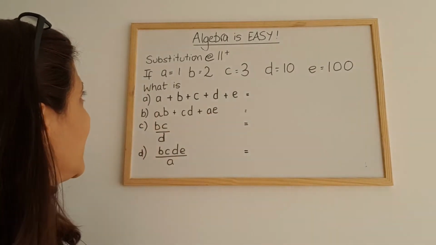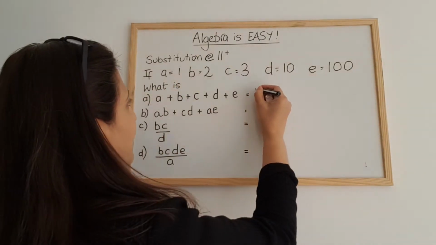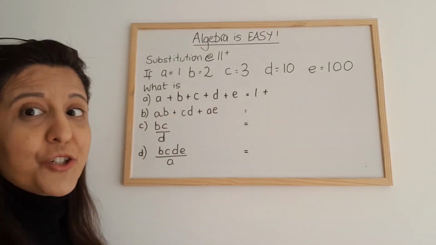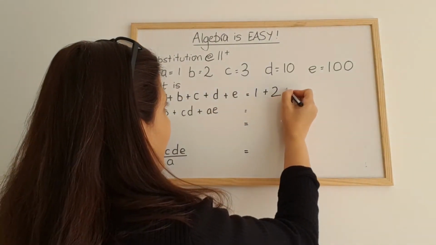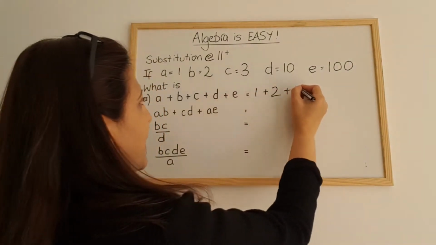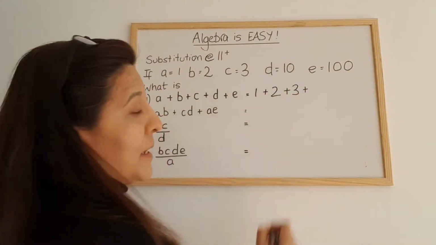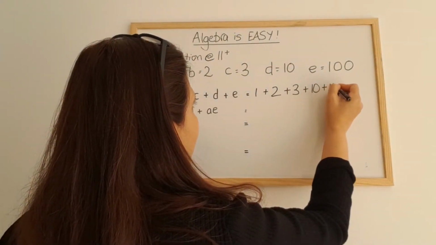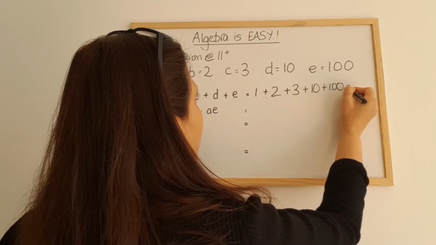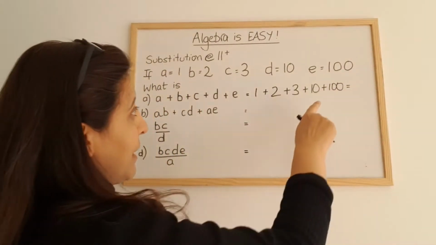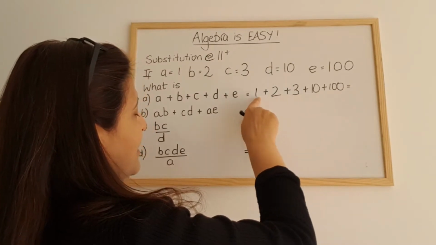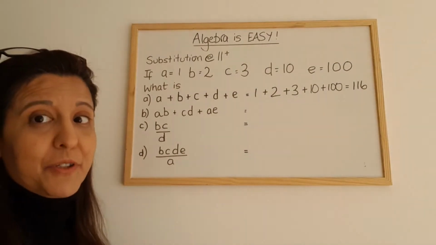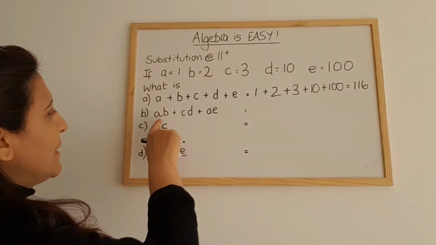Okay, so A we know is 1, so I'm going to write down 1, plus we know that B is 2, so I'm going to write down 2, plus we know that C is 3, I'm going to write that in, plus we know that D is 10 and E is 100. Okay, so some quick maths here. 100 plus 10, 110, plus the 6, 116. And here we have the answer, 116.